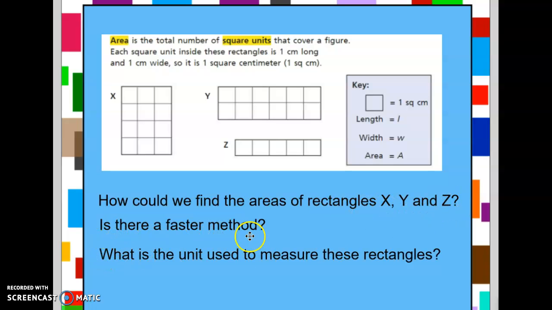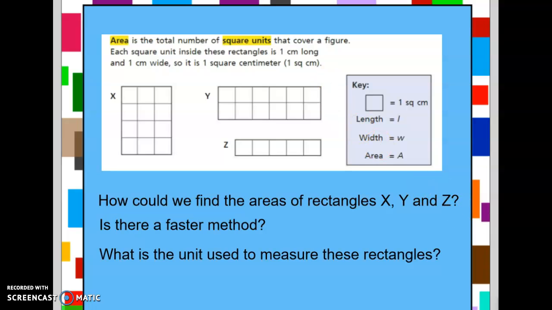Second question, is there a faster method? Again, I can count. Let's look at rectangle Y. 1, 2, 3, 4, 5, 6, 7, 8, 9, 10, 11, 12. Done. 12 square centimeters. These are simple rectangles, boys and girls. It's going to get more challenging. So, we know that this one is 12. How do you think we can get 12 out of that?